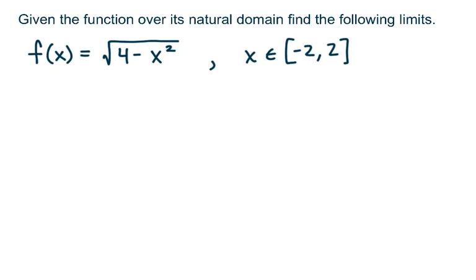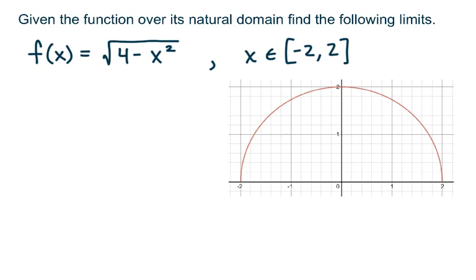So let's look at the graph. The graph of this function is the top half of a circle, or a semicircle, of radius 2. So let's look at some examples. If I asked you to find the limit as x approaches 0 from the left of the function, 0 from the left means we are going towards x equals 0 from the left. Once we reach x equals 0 from the left, we find that we get a y value equal to positive 2.